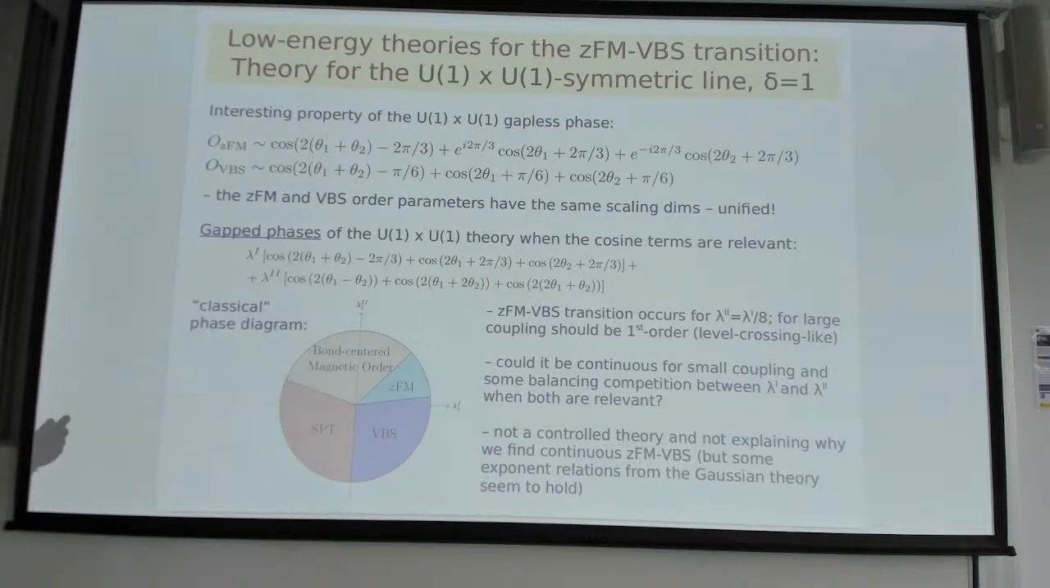One interesting aspect about this gapless phase is actually VBS and ferromagnet happen to have the same scaling dimension, okay? Which is what we find at the transition, but symmetry somehow dictates that this is true in the gapless theory. The gapless phase does not apply to our transition, and in this theory we do not find a continuous transition. Or we have to say that maybe this first order is actually a result of classical continuization. Maybe when these cosine terms are just starting to become relevant and when they compete, maybe there is a continuous transition, which we don't know. It's not a theory that we can treat.